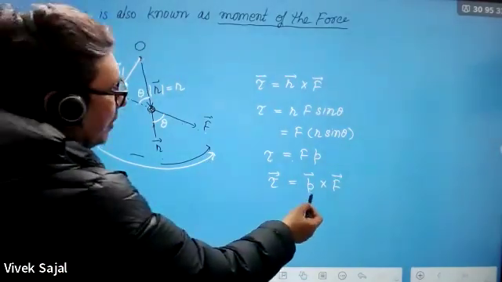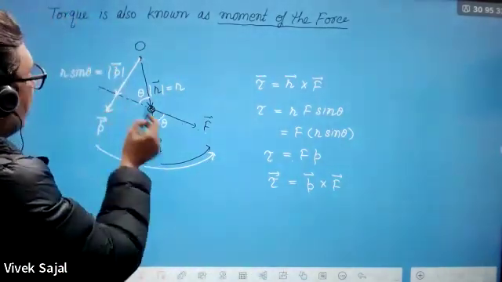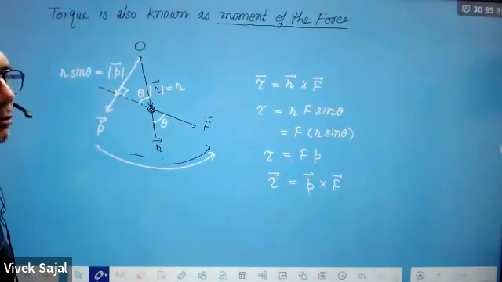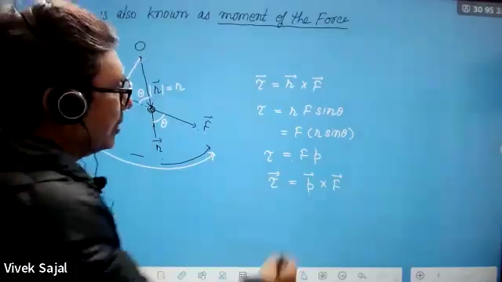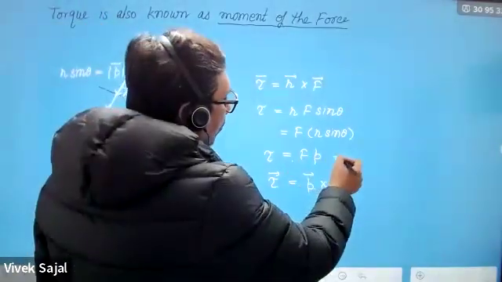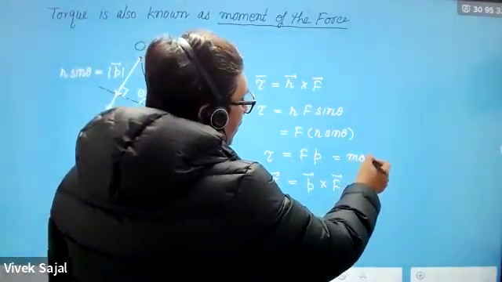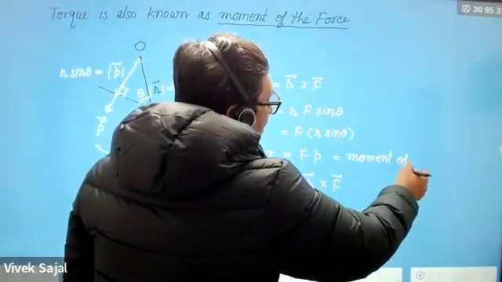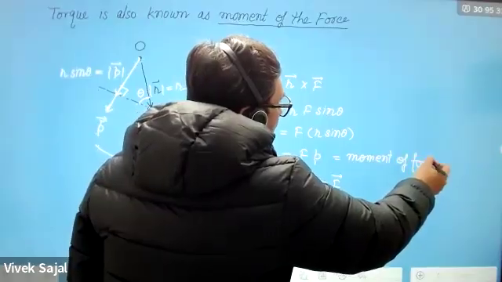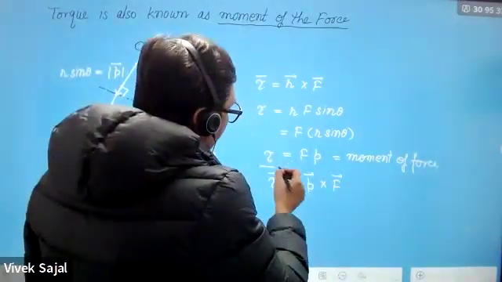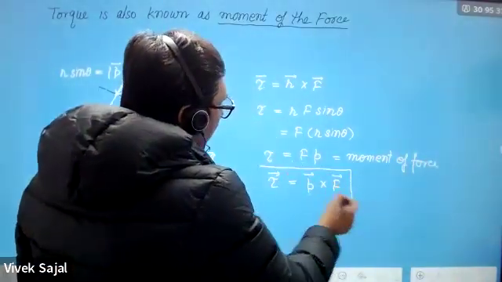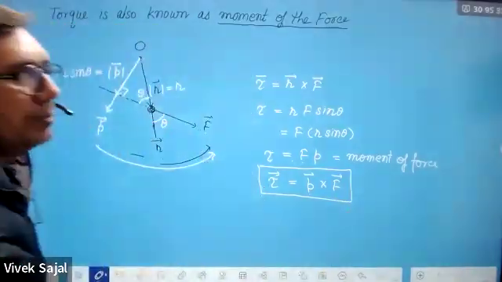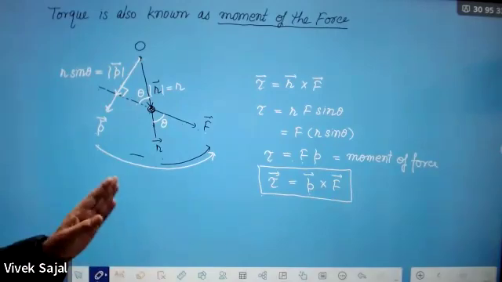And what will be the angle between P and F? This is F, this is P, and the angle between them is 90 degrees. So sine 90 is 1. And this is called the moment of force. So basically, you can also use this formula to find out the torque. Okay, you can always use this formula to find out the torque.